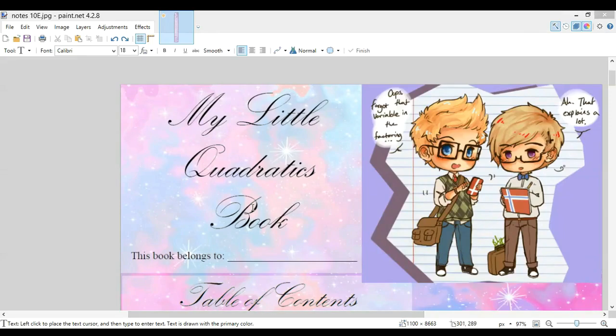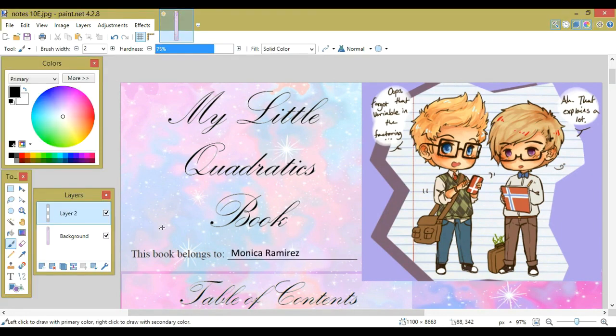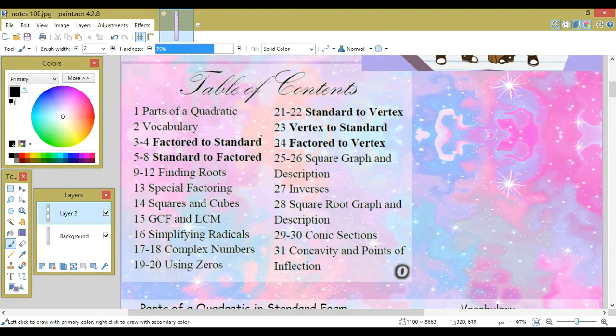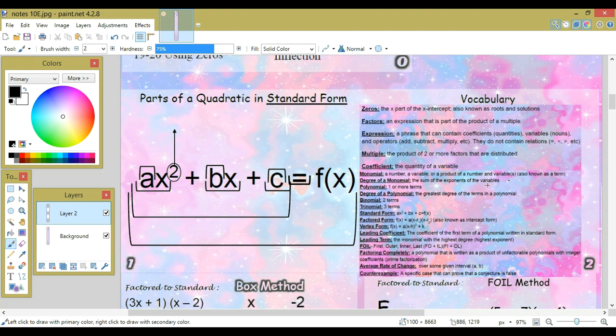My Little Quadratics book. This book belongs to. Please write your name on the front cover. Once you open the book, you'll find your table of contents. Use this for reference.